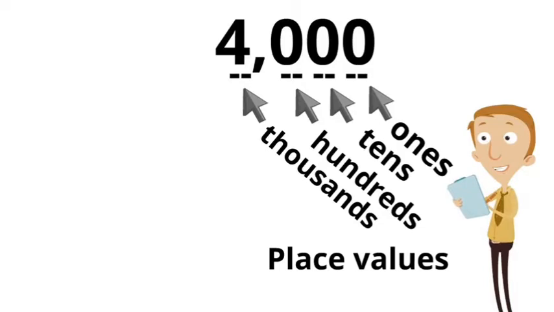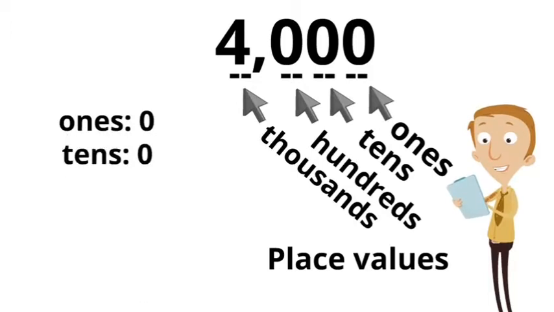Look at this example, 4,000. The 0 is in ones. The place value of 0 is ones. The next 0 is tens, hundreds, thousands. So we have 0 ones, 0 tens, then we have 0 hundreds, and 4 thousands.